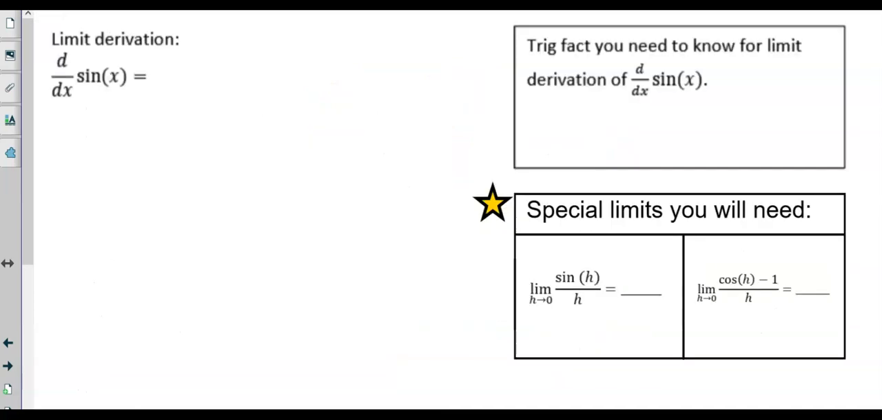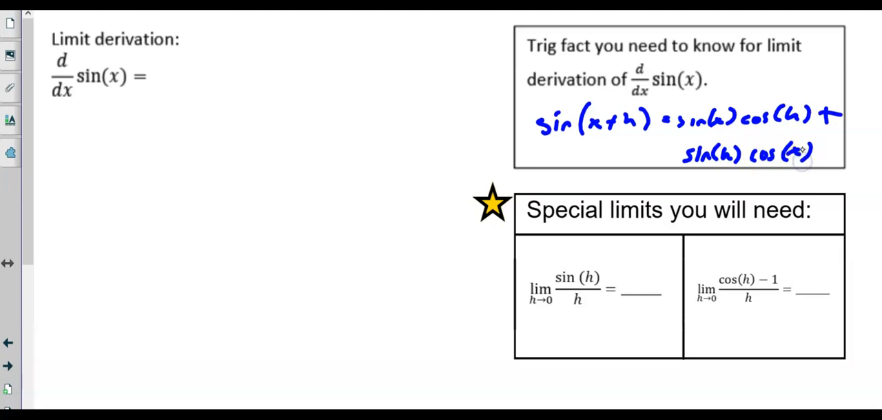Here's something else you're not required to do: derive the derivative for sine of x using the limit definition. The trig fact you're going to need to know is that sine of x plus h, an angle addition formula, is sine of x cosine of h plus sine of h cosine of x. You're going to need to know that for this problem. Second thing you're going to need to know for this problem.